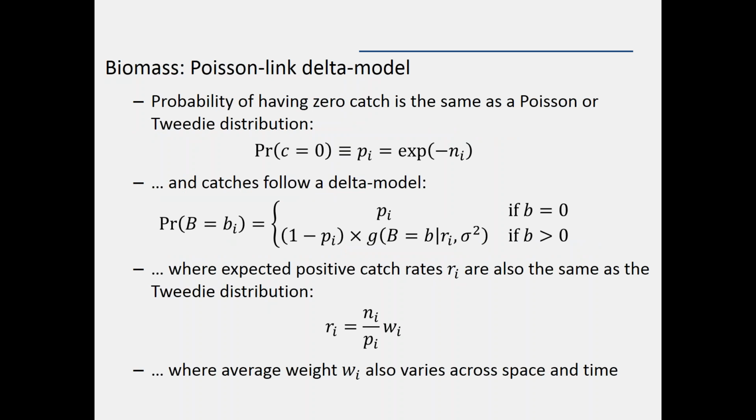There's the Poisson-linked delta model that I've been advocating because it's a lot faster than the Tweedie. It's just developed to have the same moments as a Tweedie, basically. Well, the first moments as a Tweedie. So the probability of 0 is equal to the probability of 0 from a Poisson distribution. But catches follow a delta model where the expected catch rate is derived such that it also equals the same as the Tweedie. What if you don't have weight of the individual and you're just modeling counts?